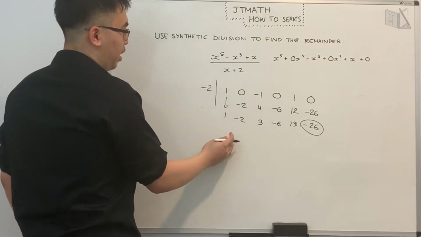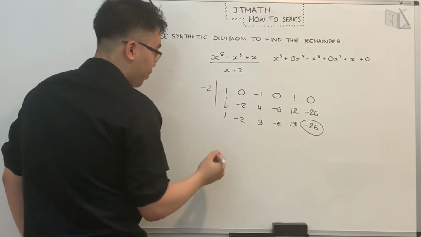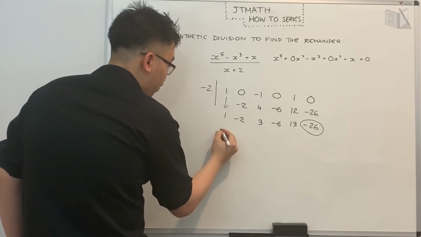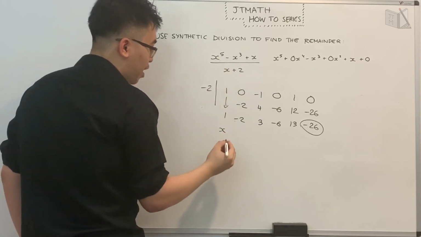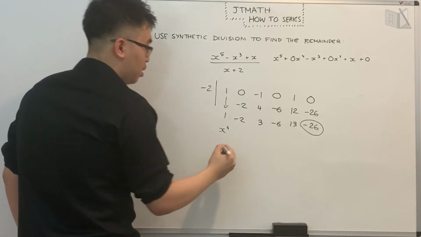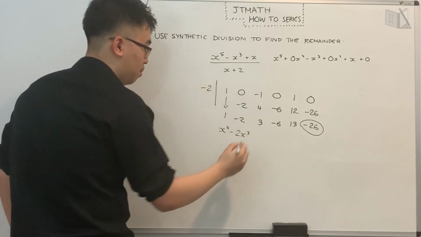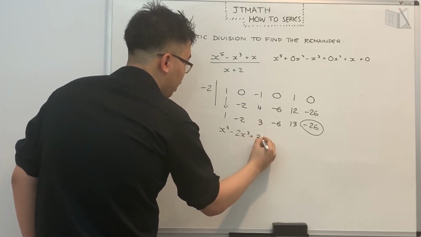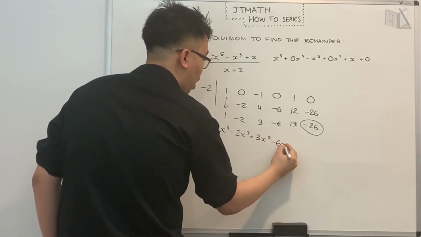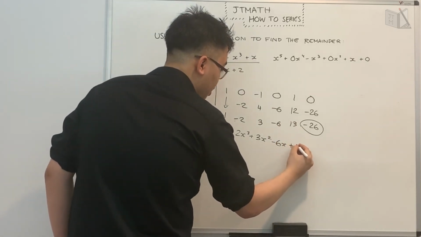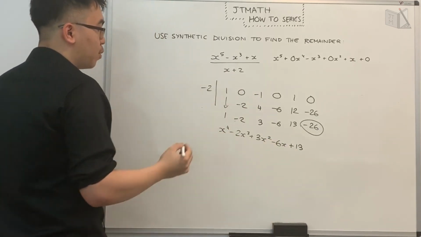So now what I can say is that my quotient, which is the answer to my division here, is going to be, we have a 1 here, and the power to our original dividend was to the power of 5, so now we're going to have power of 4. And then minus 2 here becomes minus 2x to the third. Plus 3 means x squared. Minus 6 here becomes x to the 1. And then plus 13 is our constant. And this is going to be our quotient if you were interested in finding the quotient.